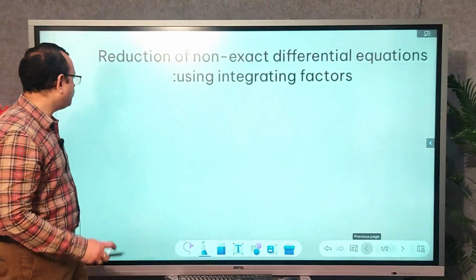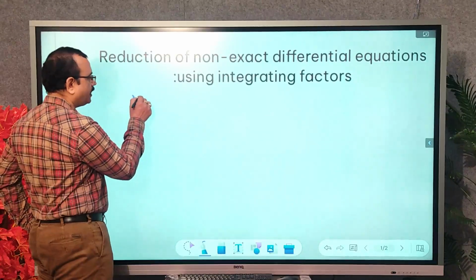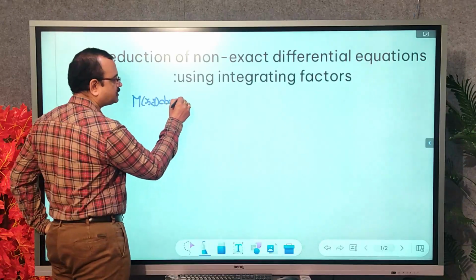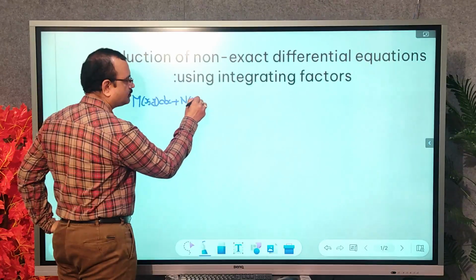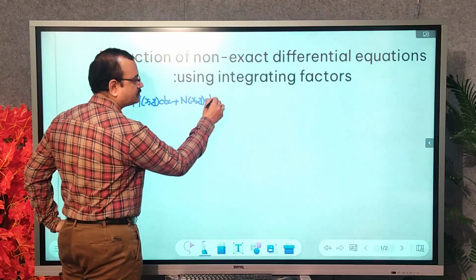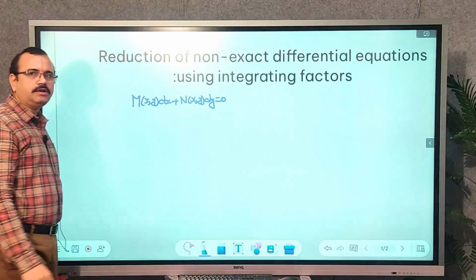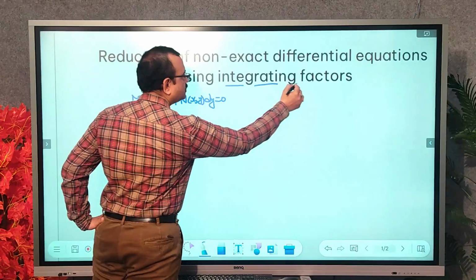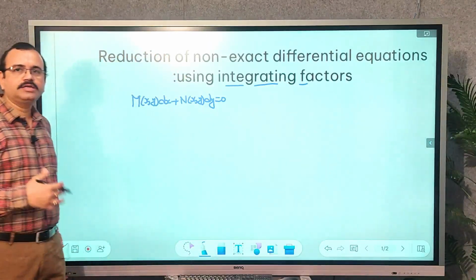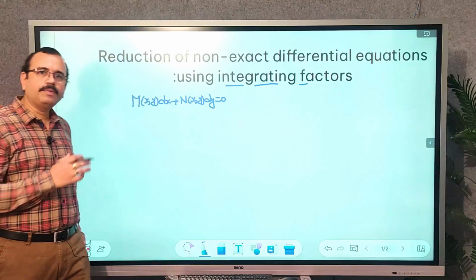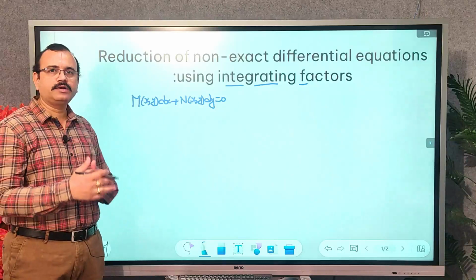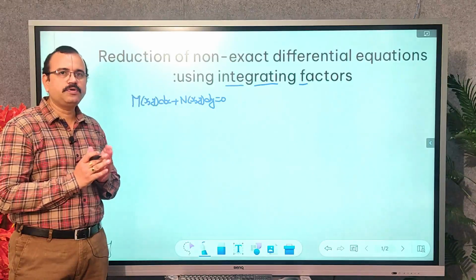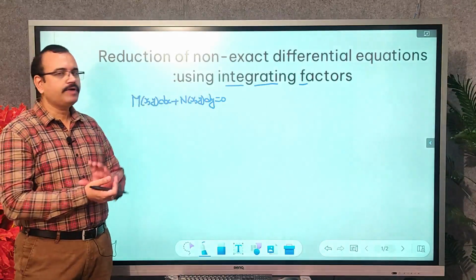So first of all, what we have to observe is that whenever you identify a differential equation in the form M dx plus N dy is equal to 0, and it is not exact, then how to convert that into exact? By using some integrating factor. So what is an integrating factor? An integrating factor is nothing but a function. By multiplying the given DE with that integrating factor, the given DE can be reduced into an exact differential equation. Such functions are known as integrating factors.